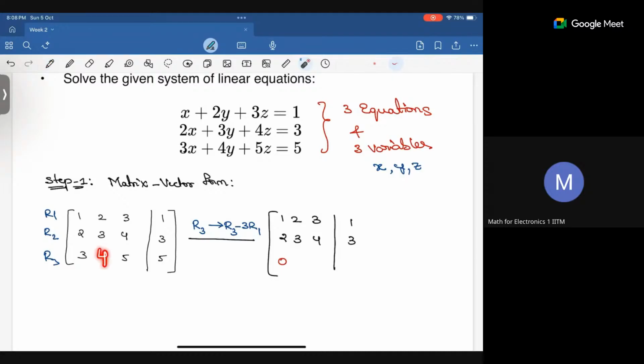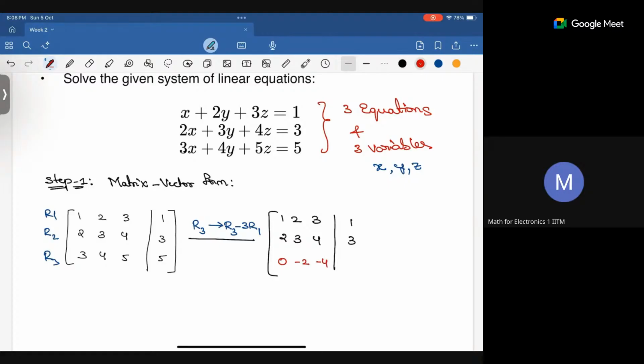Similarly, 4 minus 3 times 2, which is 6. So 4 minus 6 is minus 2. And then we have 5 minus 3 times 3, which is 9. 5 minus 9 is minus 4.